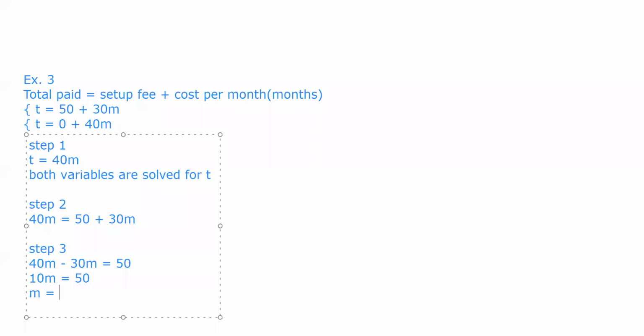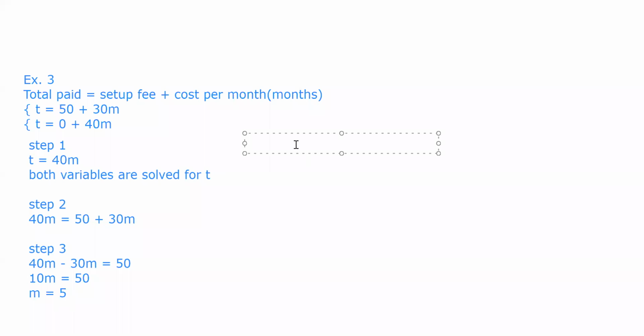m equal 50 divided by 10. That is going to be 5, right? So m is going to be equal to 5. Then I can continue with step 4. I already know the value for the first variable, so I need to find the value for the other one. When we have the value for this, I'm going to replace it in the other equation.